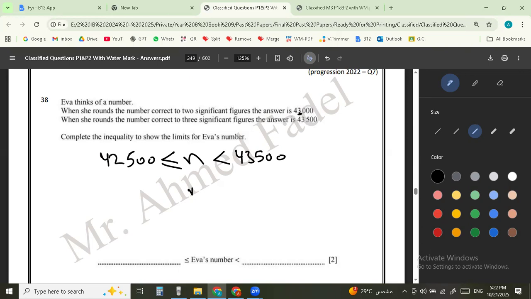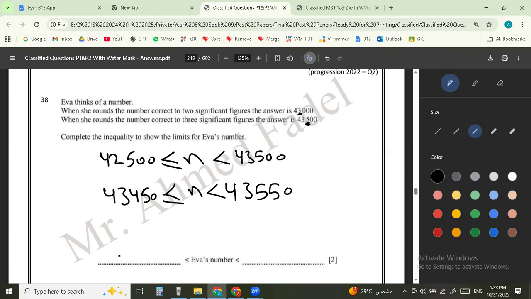The other piece of information they're saying to you, rounded to three significant figures, which means the nearest hundreds. So minus 50, add 50. Minus 50 is 43,450. Add 50, so it's 43,550.